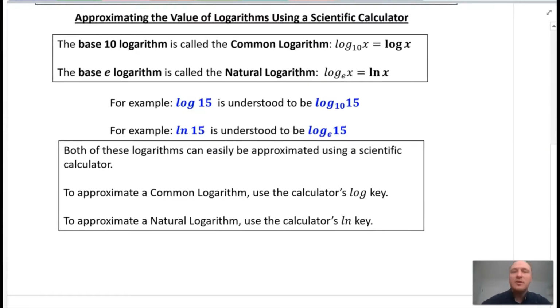So when we're evaluating or approximating the value of logarithms with a scientific calculator, again, base 10 logarithm is what we call the common log, and this is what the common log looks like. It's just log of x. It's kind of like the invisible base. Anytime you just see log of x, it's a base 10 logarithm.